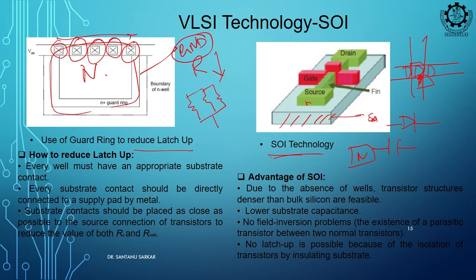The moment this capacitance is charged or discharged, one C was there in the dynamic power equation. Now you are growing it on an insulator, so that bulk capacitance problem will be gone. It will be a little bit faster because you do not have this capacitance discharge problem. So this has certain advantages, but there must be some cost, nothing is free. What is the cost? The technology is costly.